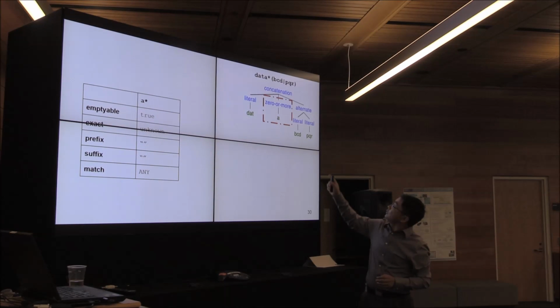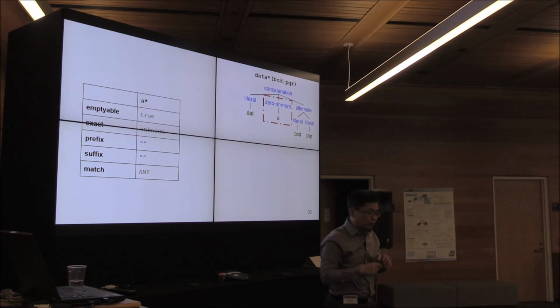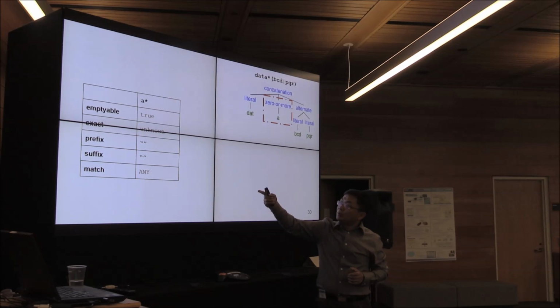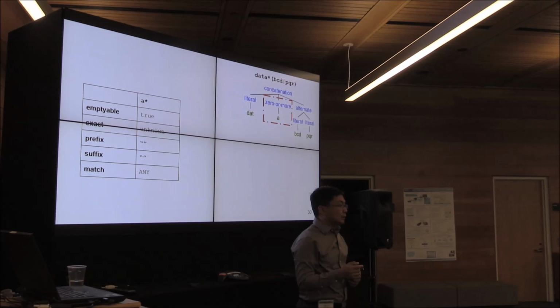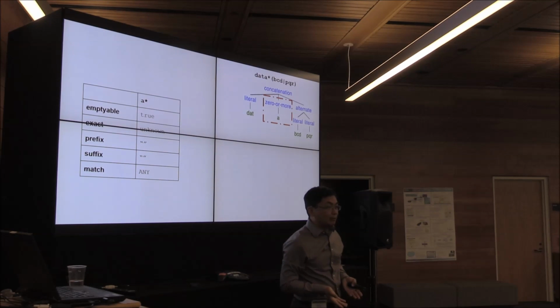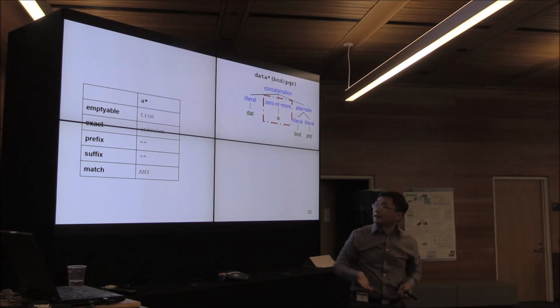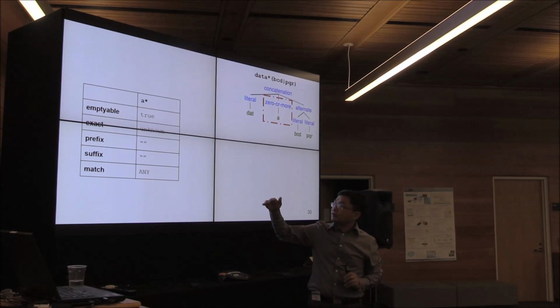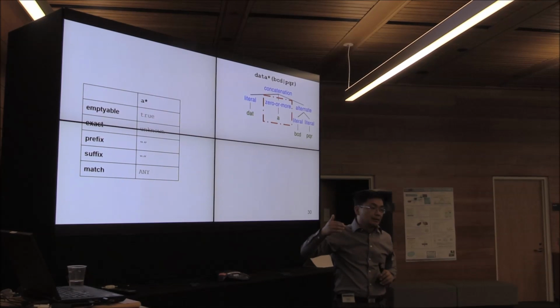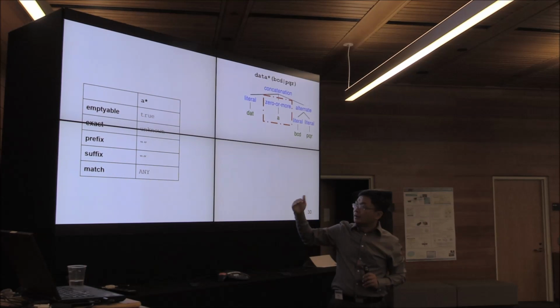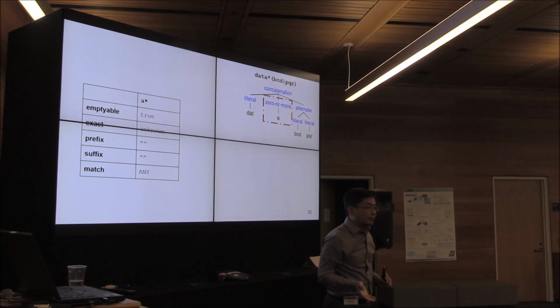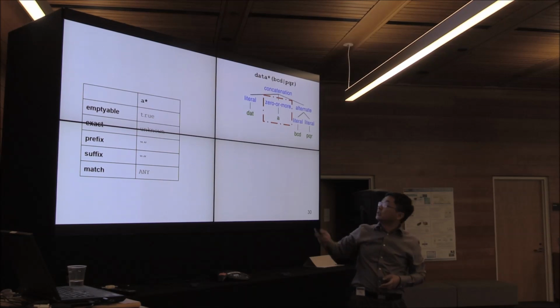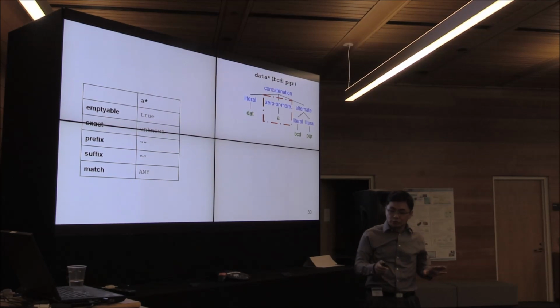So then you go to this literal with a subtree here. So empty-able becomes true because A star could match the empty string. And exact, we don't know what the exact string is. It's unknown. And prefix is empty. Suffix is empty. And match, you can match anything. So now we have the information about these two subtrees.